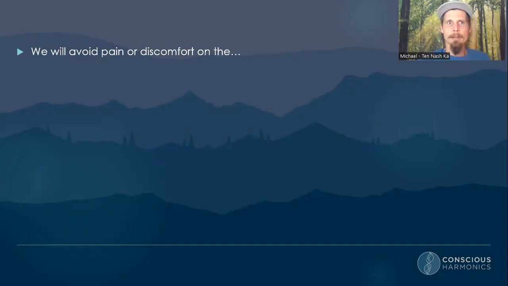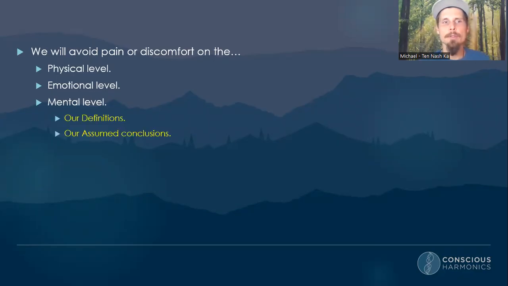We will avoid pain or discomfort on the physical level, just like touching a hot stove, the emotional level, avoiding somebody's rage or any negative emotion for that matter, and then the mental level. Now, oftentimes we can have mental definitions. There's two components here: mental definitions and assumed conclusions within ourselves. So basically, all of these things can really be looked at from within the self.